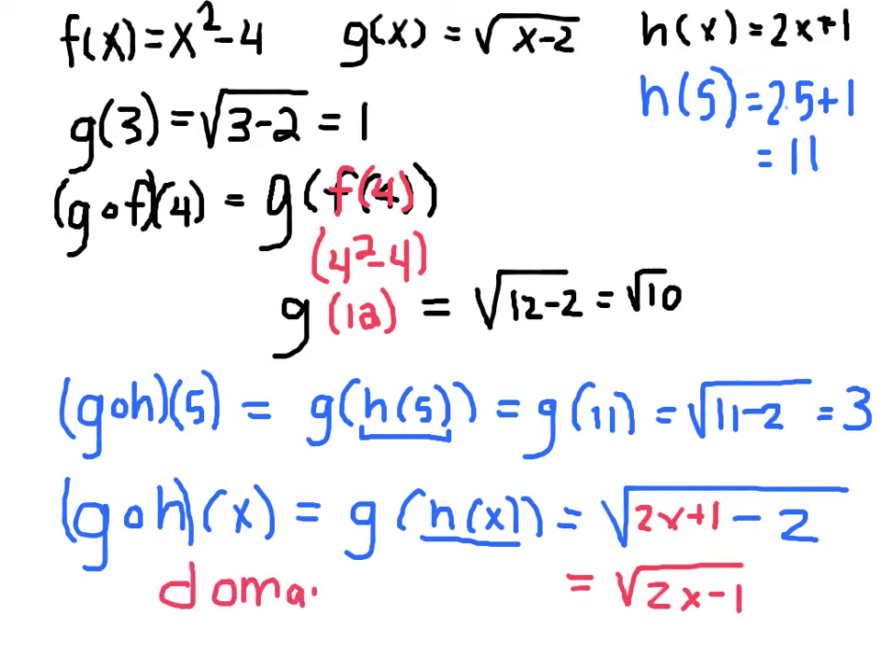Its domain has both the restrictions of h and g. H is unrestricted because it's a line, but g's domain has to start at 2 and go from 2 to infinity. So the domain of the composite function has restrictions from both the parent functions.